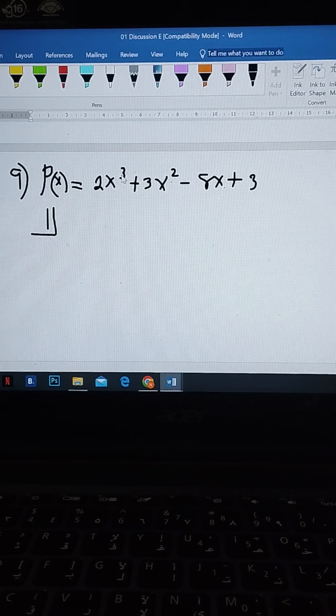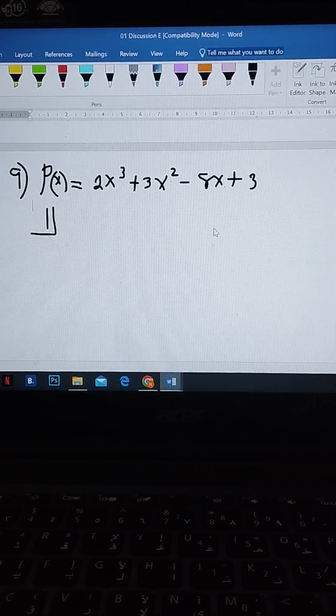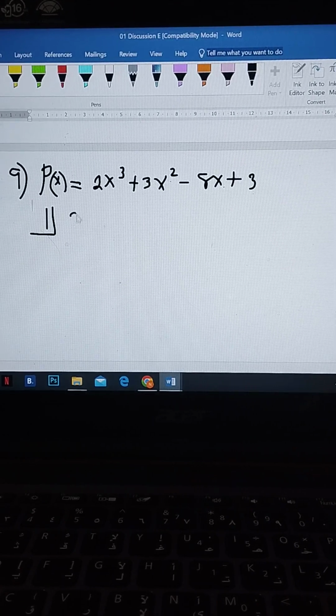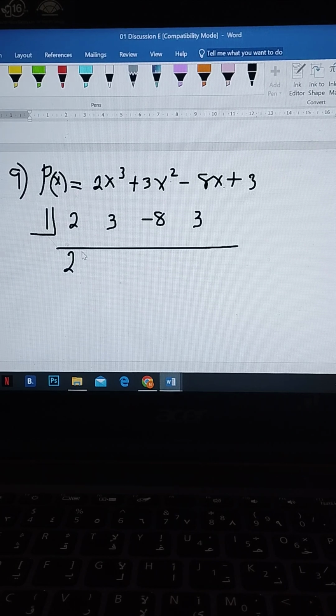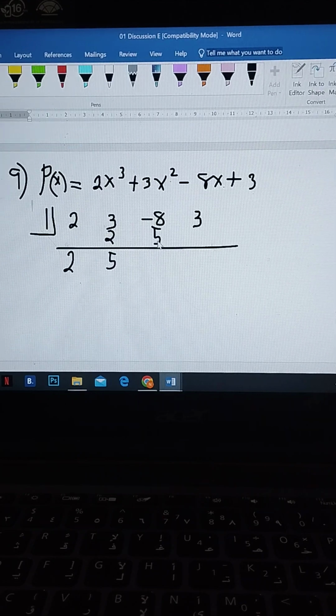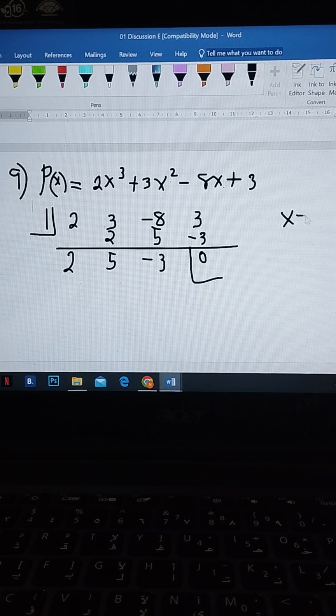Coefficients of the polynomial, examine first the degree. Okay, complete. So degree 3 is 2, degree 2 is 3, linear is negative 8, constant 3. Always bring down 2, 2 times 1 is 2, 3 plus 2 is 5, 5 times 1 is 5, negative 8 plus 5 is negative 3, negative 3, 0. So one factor is already x is equal to 1, so that is x minus 1.